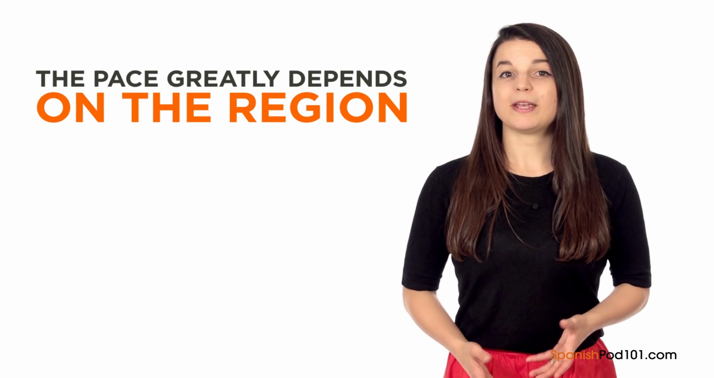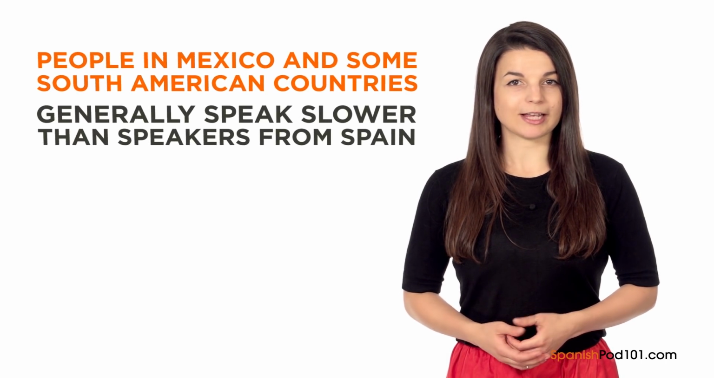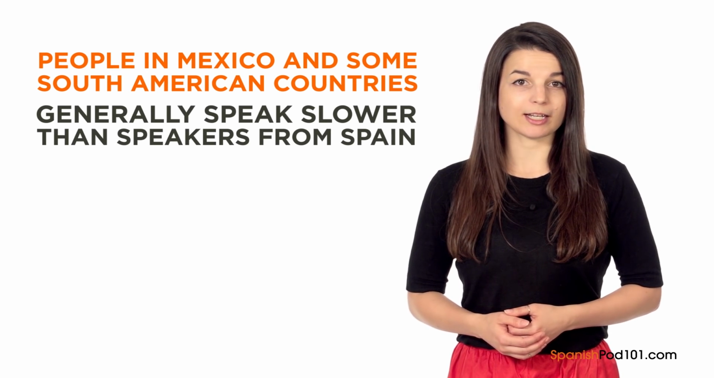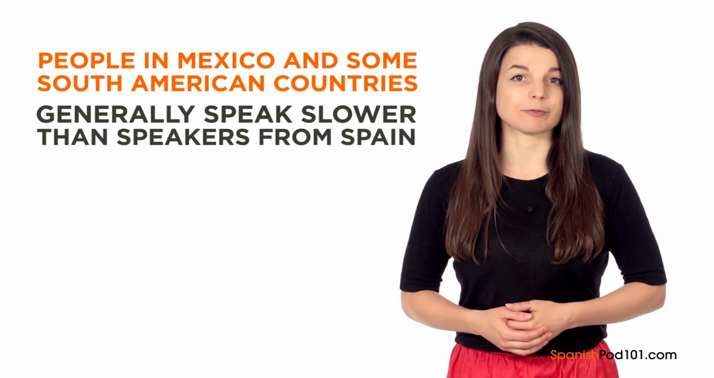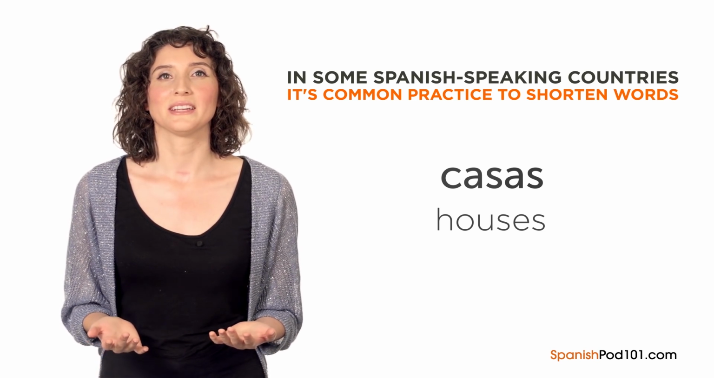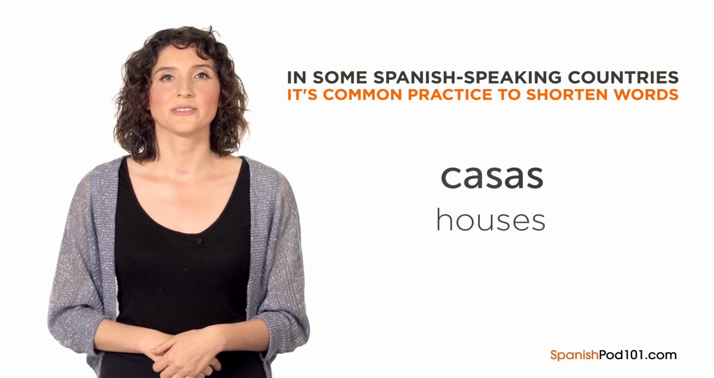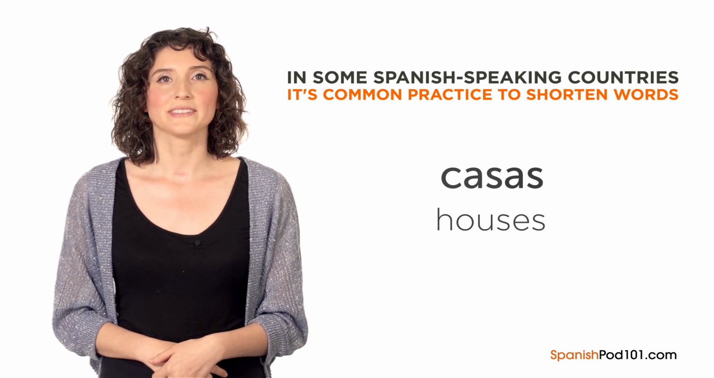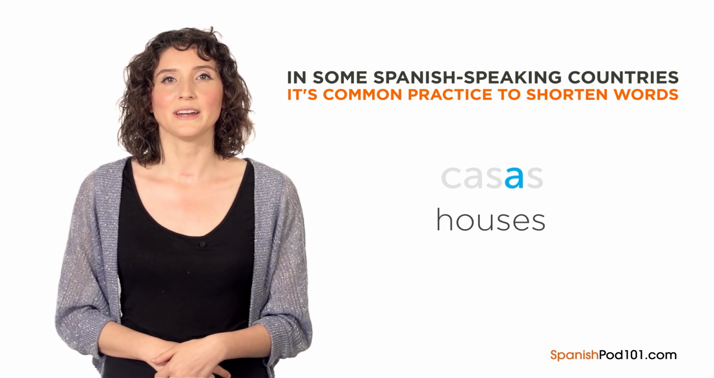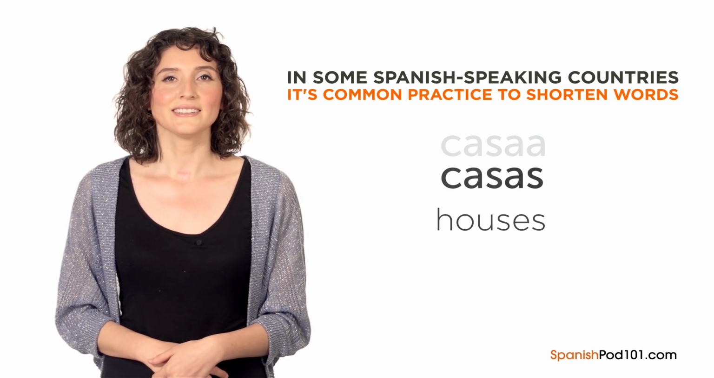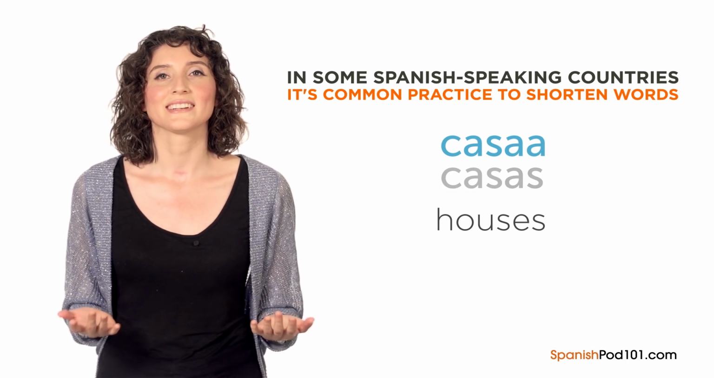Pace is a very important aspect of Spanish because it varies greatly depending on the dialect of Spanish spoken. Spanish is almost renowned for being a fast-paced language. The pace greatly depends on the region, however, as people in Mexico and some South American countries generally speak slower than speakers from Spain. In some Spanish-speaking countries, it's common practice to shorten words. For example, words ending in an S will instead have the final vowel prolonged. Casas, for instance, would be pronounced casa.